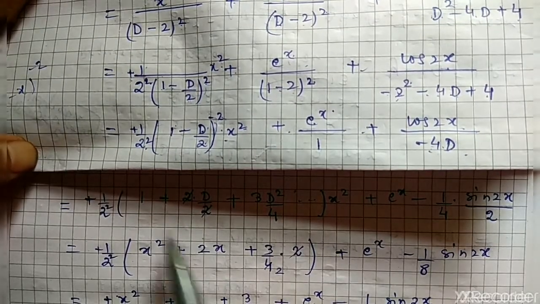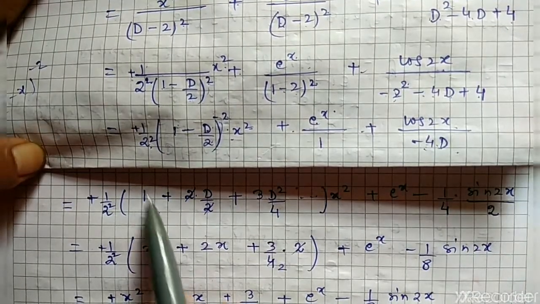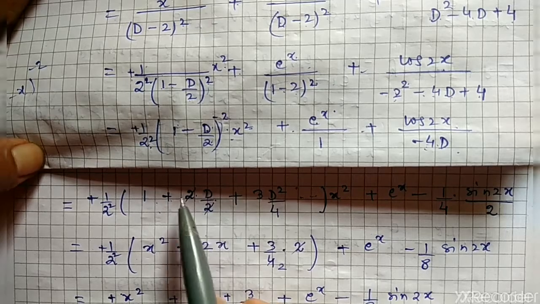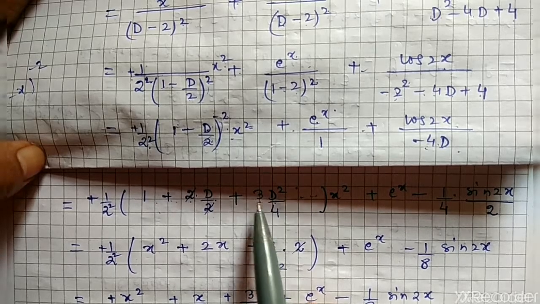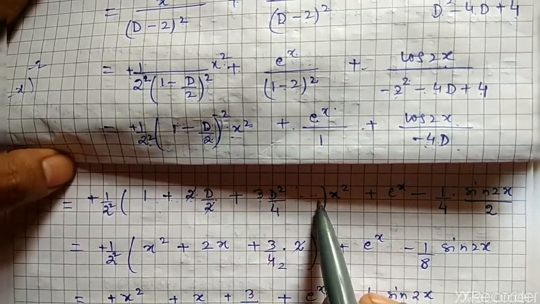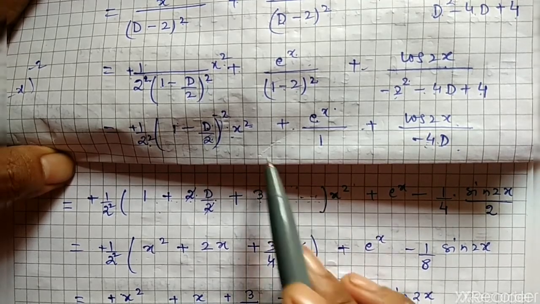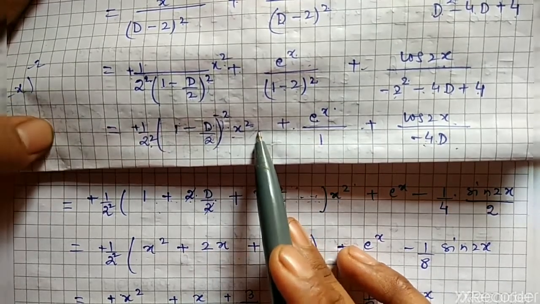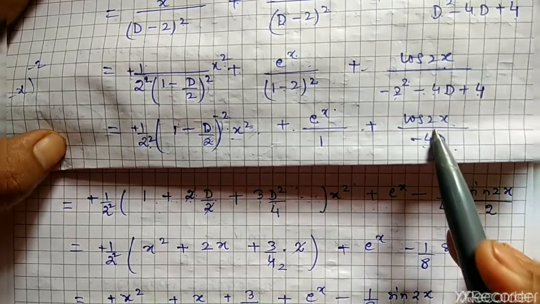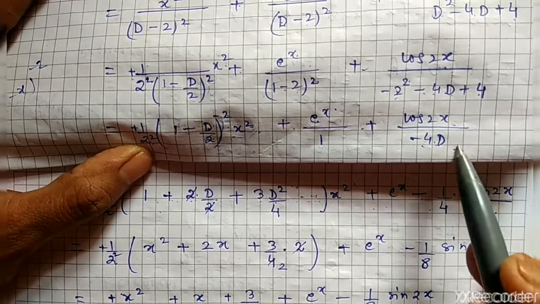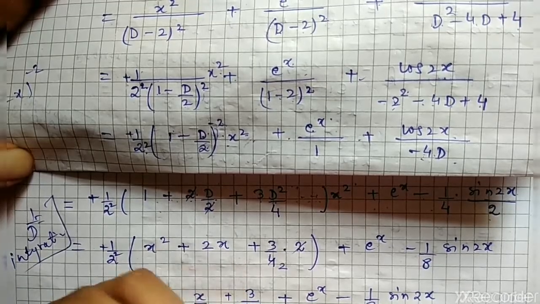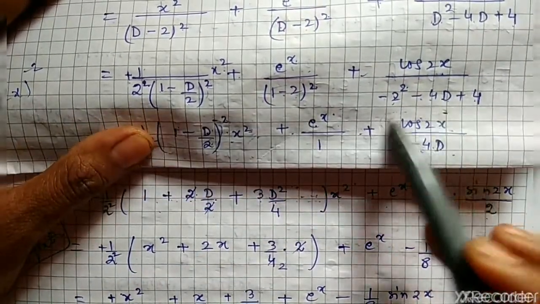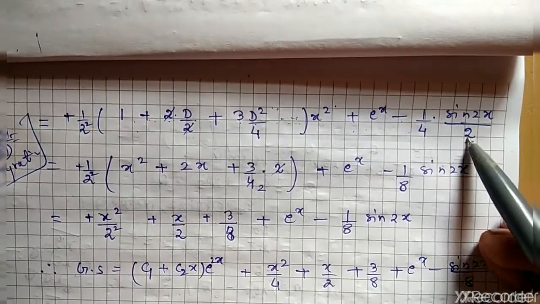Next, while solving this value, we have 1 by 2² bracket 1 plus 2 into D/2, plus 3 times D²/4, and then bracket, then x². I am not going forward because we have only x², so we just use up to D², plus e^x, and then minus 1 by 4 sin 2x divided by 2. Why? Because 1 by D means integration. So we are using integration here, and the integration of cos 2x is what? sin 2x divided by 2.